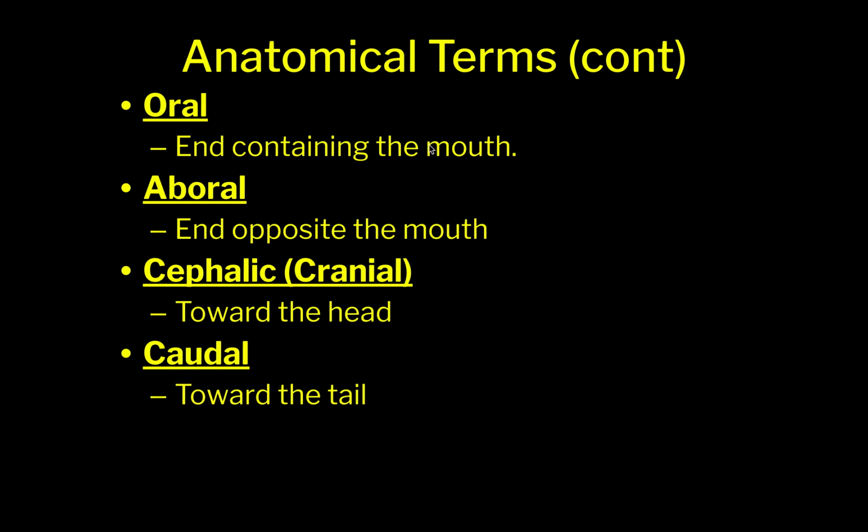So oral is the mouth side, where the mouth is. Aboral, not oral, is the opposite of the mouth, which would basically be the anus of the animal, all right? Whereas cephalic and caudal, we kind of introduced this word when we talked about bilateral animals anyway. Cephalic is towards your head. That means this animal has a head. So anything towards the head is going to be cephalic. And caudal just means towards the tail, which is going to be away from your head.